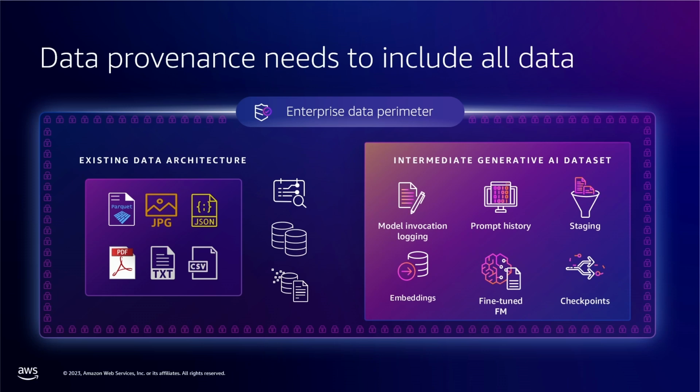That can be the evaluation data sets that you use to test the accuracy of your model. That's one example. It's the embeddings that I talked about before. It's prompt engineering data sets that you use for RAG. And it's staging data sets that you use for things like customizing Code Whisperer. These are just some of the many new intermediate data sets in this new world of generative AI.